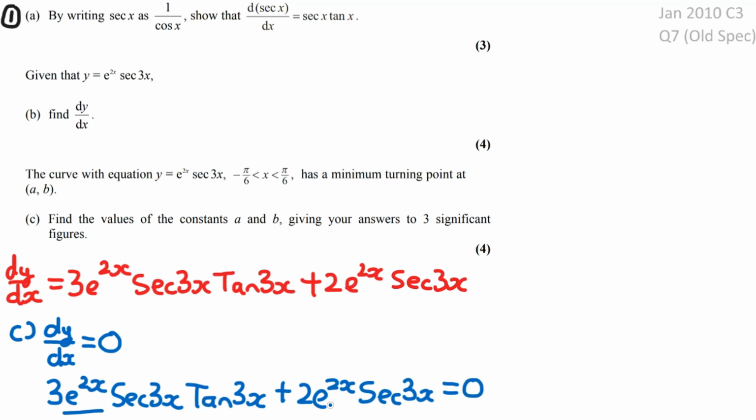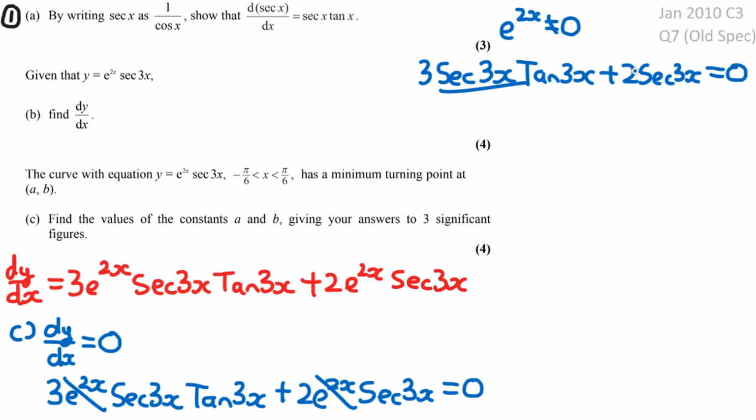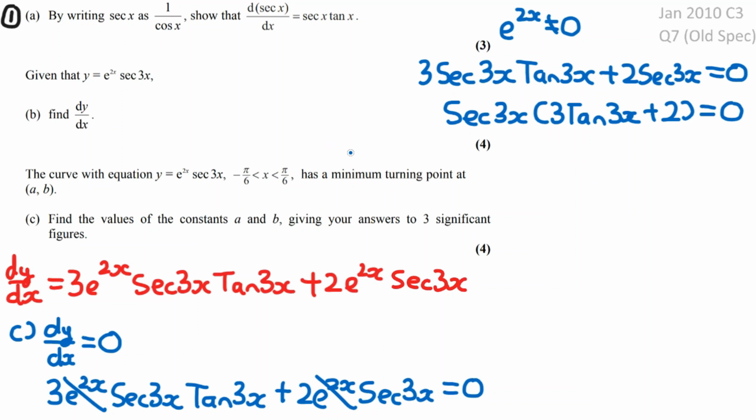So we have e to the power of 2x common in both the terms, and as e to the power of 2x cannot be equal to 0, you can't have e to the power of something equal to 0, therefore we can divide everything by e to the power of 2x to just leave us with this here. And you can see that we have sec of 3x common in both terms, so we can factorize this out such that it's sec 3x and then 3 tan of 3x plus 2 is equal to 0. So that means that either sec of 3x is equal to 0 or 3 tan of 3x plus 2 is equal to 0.